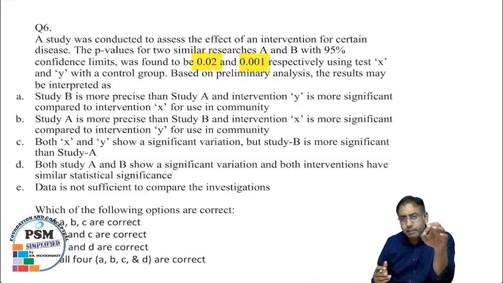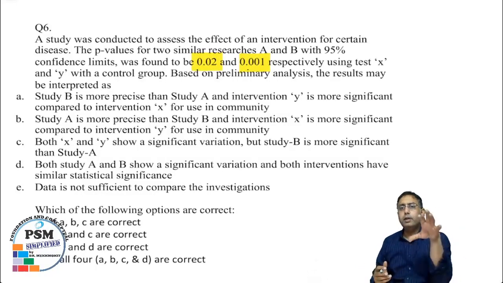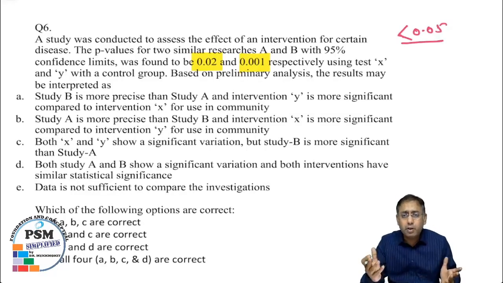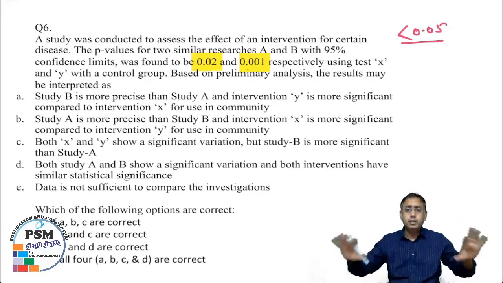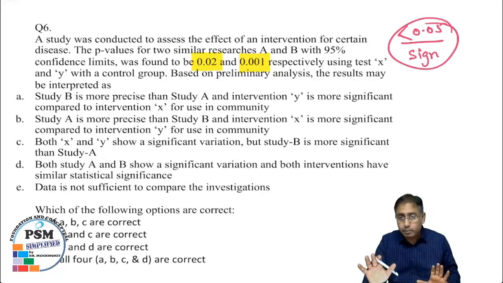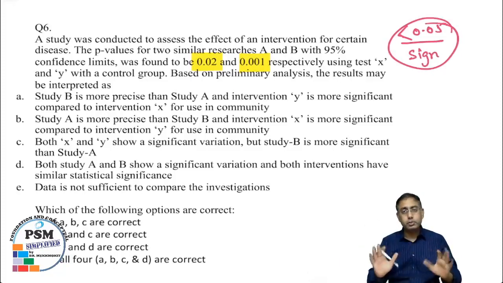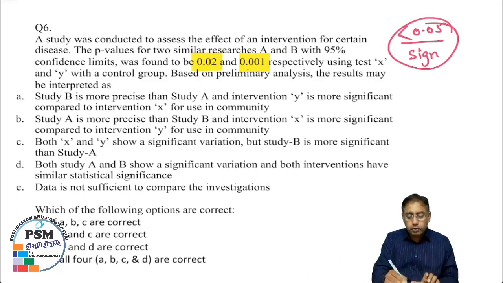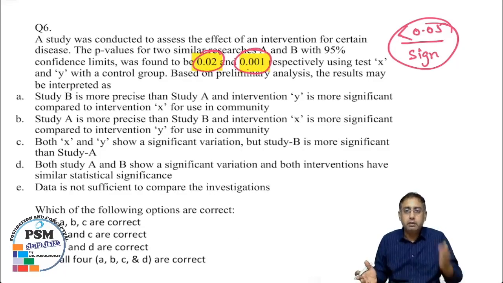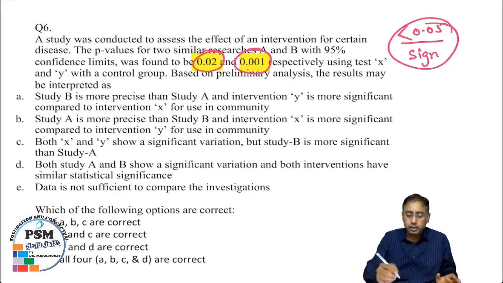First thing, as I see the p-values, what did I teach you? Whenever you see p-values in an exam, always think of whether the p-value is less than 0.05. If it is less than 0.05, is it within the normal zone or outside? It means these are outside the normal zone. These are significant p-values. Are you remembering this? If it is more than 0.05, it is non-significant. So now the researcher has given you 0.02 and 0.01. Both are significant. Which is more significant?